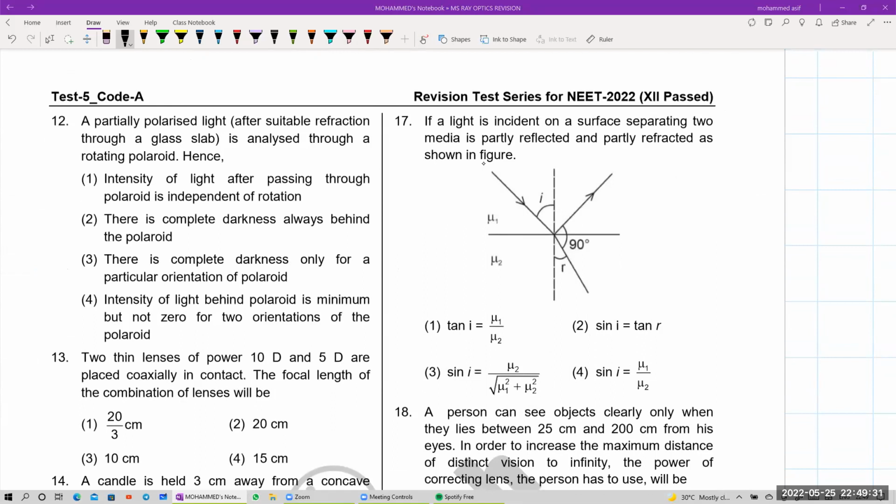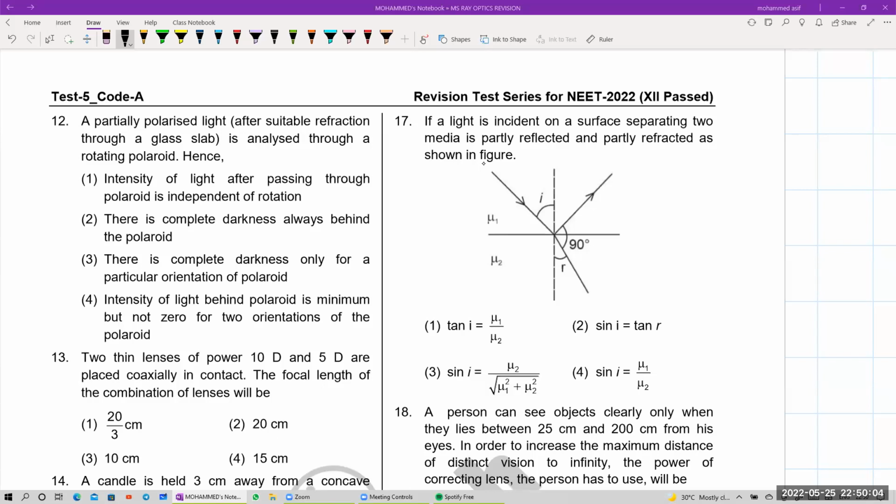A partially polarized light after suitable refraction through a glass slab is analyzed through a rotating Polaroid. Hence, intensity of light after passing through the Polaroid is independent of rotation. There is a complete darkness always behind the Polaroid. There is a complete darkness only along the particular orientation of Polaroid. Intensity of light behind the Polaroid is minimum but not zero for the two orientations of the Polaroids. Tell me, can anyone answer this?